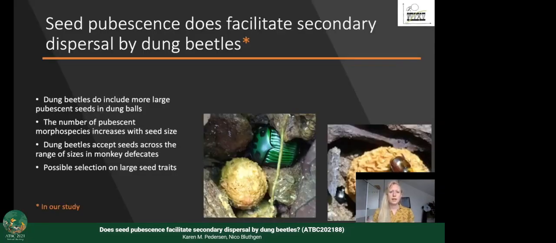So taking all of this together, that most seeds in monkey defecates could potentially be included in a dung ball, and that larger seeds do tend to be more pubescent, and that pubescent large seeds are disproportionately included in dung balls, all of this together does suggest that pubescence does facilitate secondary dispersal by dung beetles. It also does suggest that there might be some selection pressure placed on these seeds to be more likely to be included in dung balls because they would get some protection from predation or from pathogens.